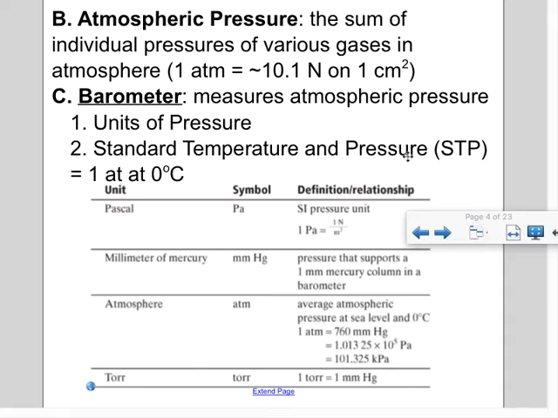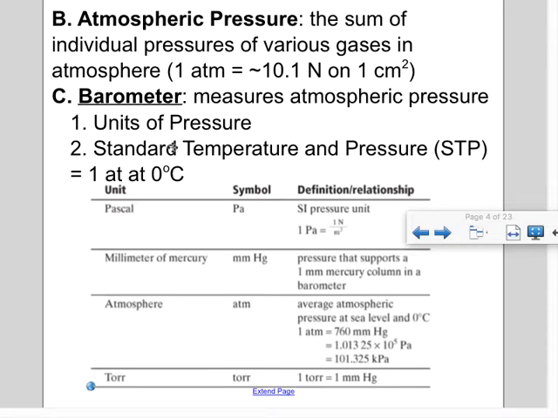So atmospheric pressure is the sum of individual pressures of various gases in the atmosphere. We tend to use a lot of different units. Pascals is the main one. That's the SI pressure unit. But we have millimeters of mercury, atmosphere, torr. But 1 atmosphere is roughly 10.1 newtons on a centimeter squared area.